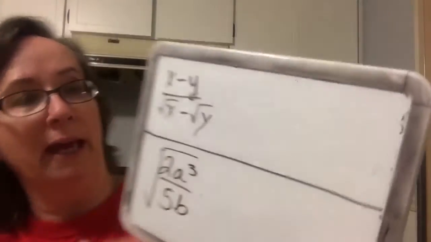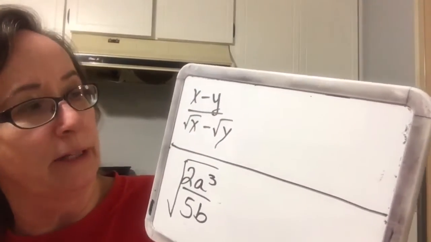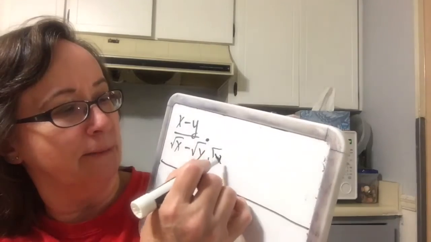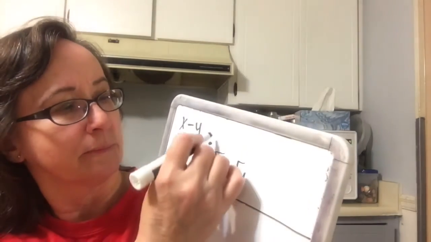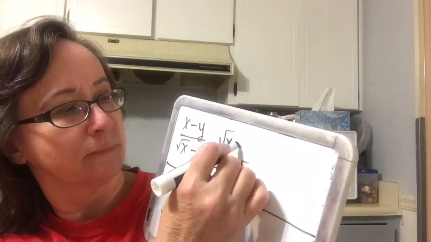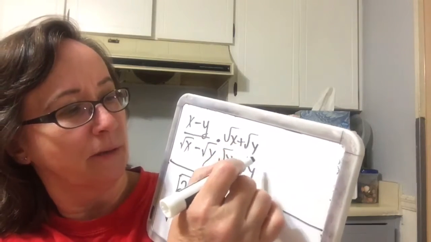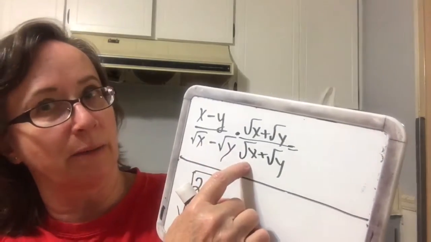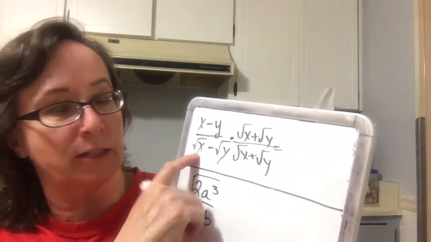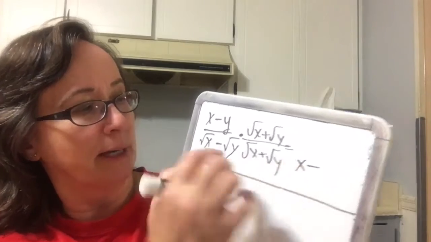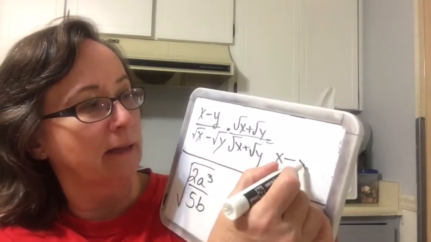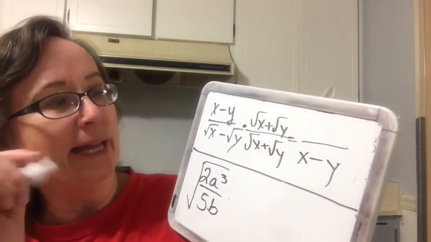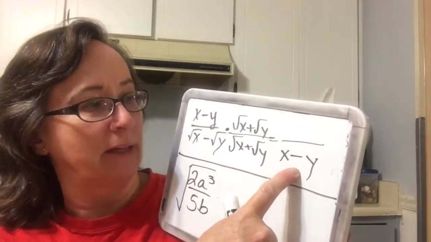Okay, so now we have 2 in the denominator again. So we're going to multiply by 1 in the form of the conjugate. So now when we do that, our denominator is going to be a squared minus b squared, or the square root of x squared, which is x, minus the square root of y squared, which is y. And notice, I end up getting this as a denominator.